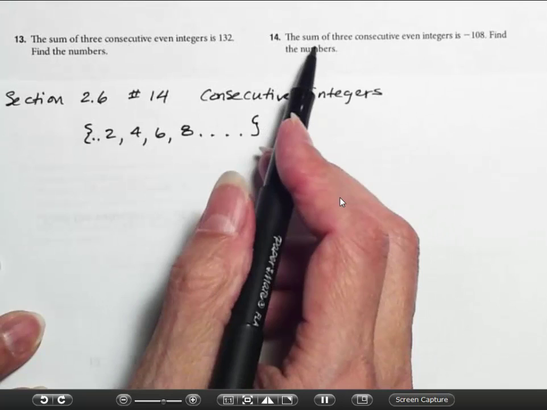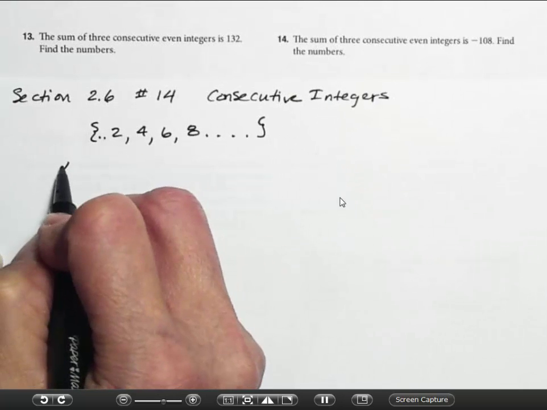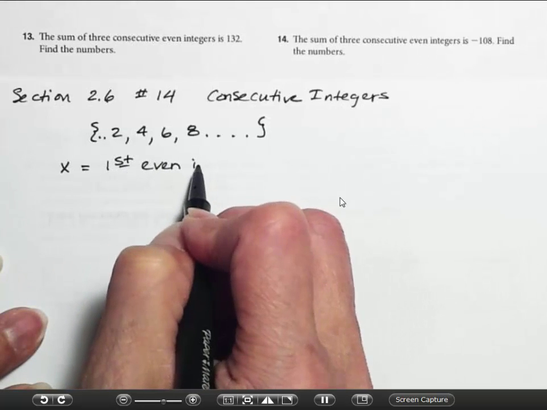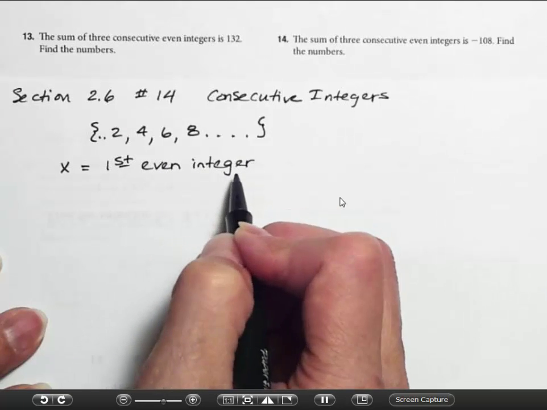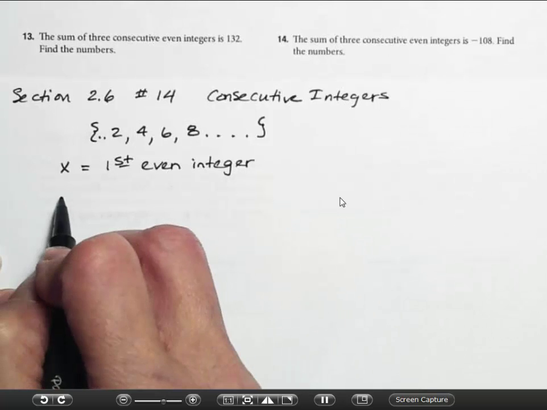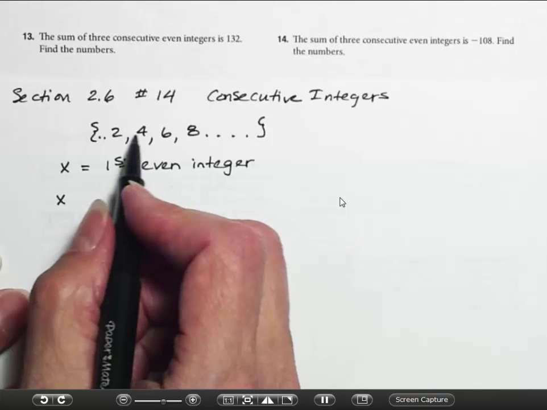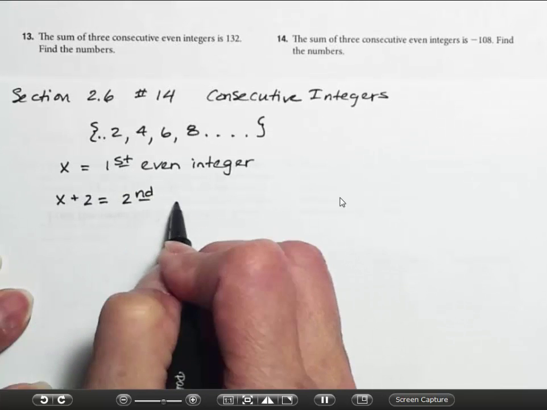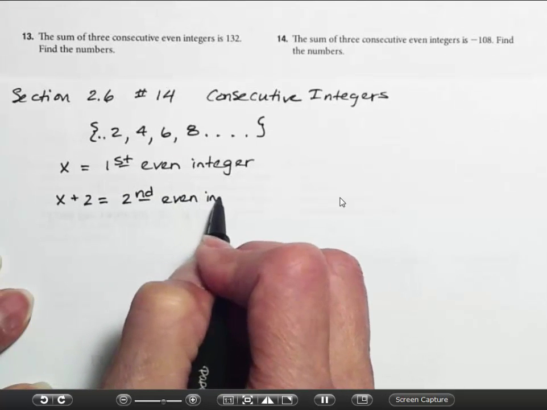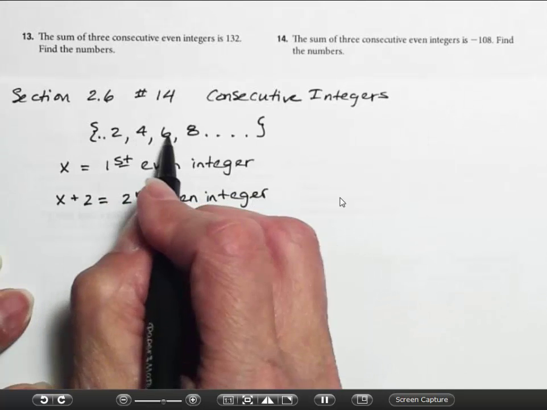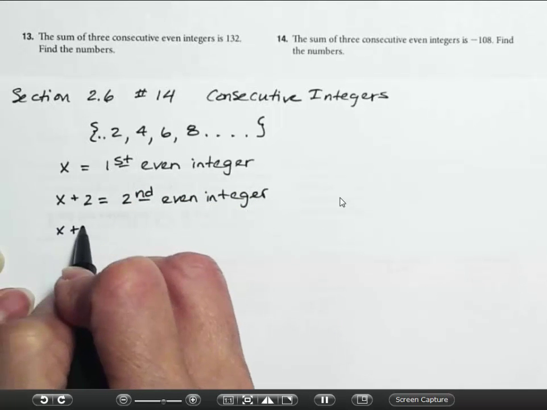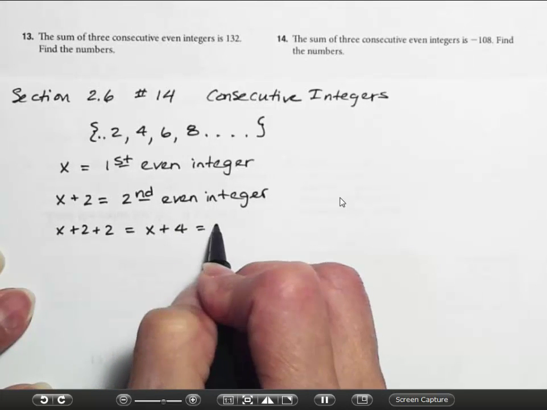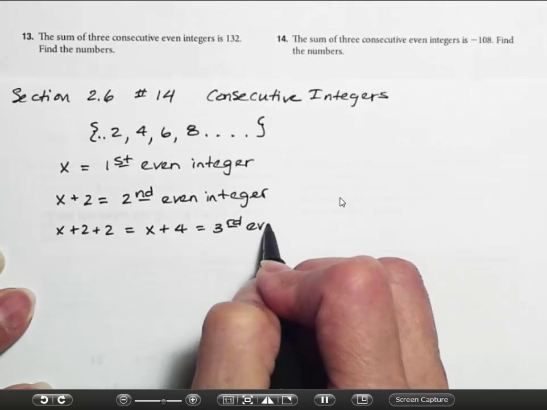So if we're going to talk about the sum of 3 consecutives, our first integer we're going to call x, and we're just going to say that's our first even integer. The next even integer, if we were looking for it, would be x plus 2. How do I get from 2 to 4? I have to add 2 more to it, so that becomes my second even integer. And then if I want to go from 4 to 6, I'm going to need to add another 2, which ends up being x plus 4, and that is my third even integer.